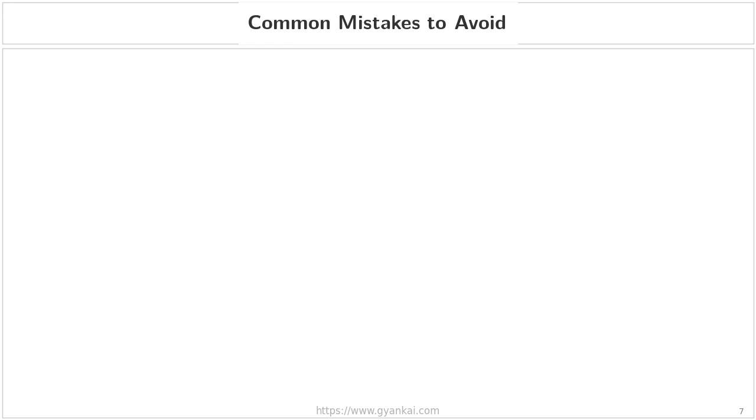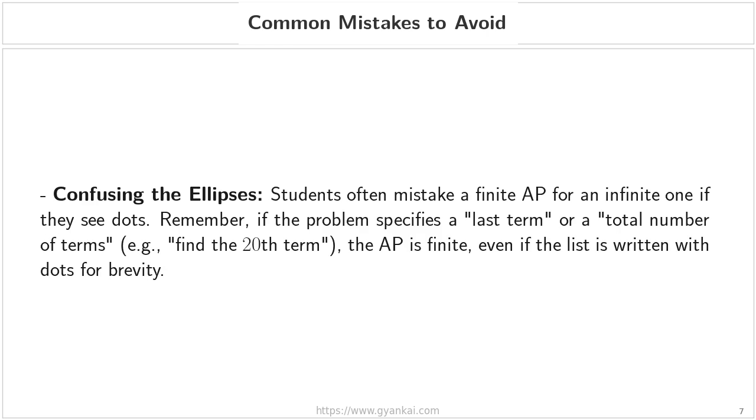Common mistakes to avoid. First, let's talk about confusing the ellipses. You might see those 3 little dots, the ellipses, and immediately assume the sequence goes on forever, like the even numbers we looked at in the previous slide. However, be very careful. Sometimes, a mathematician will use dots just to save time and avoid writing out a long list. The real clue is in the wording of the problem. If the question mentions a last term or asks you to find the 20th term, then the sequence is actually finite, even if it ends with dots. Always look for that specific limit.